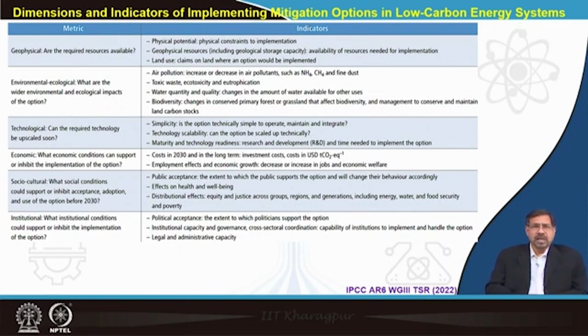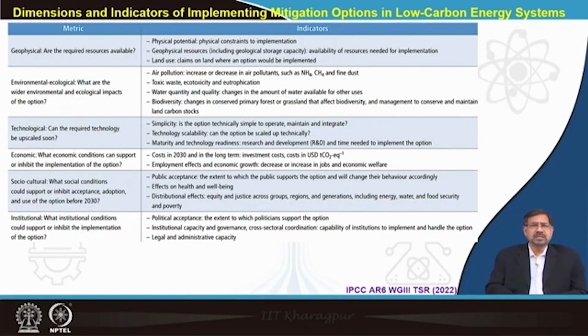Coming to socio-cultural, what social conditions could support or inhibit acceptance, adoption and use of the options before 2030? So, we have the indicators. Effect on health and well-being we have to study, we need to understand public acceptance, the distributed effects in terms of equity and justice across the groups.